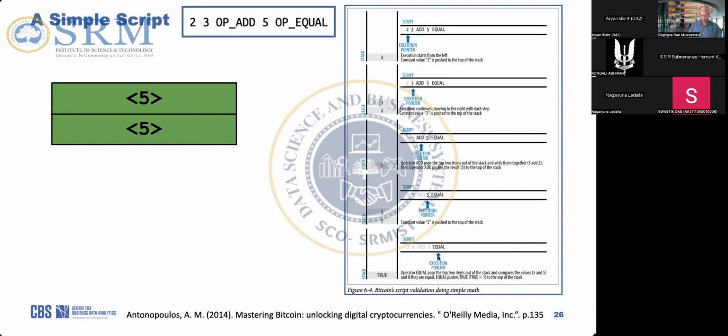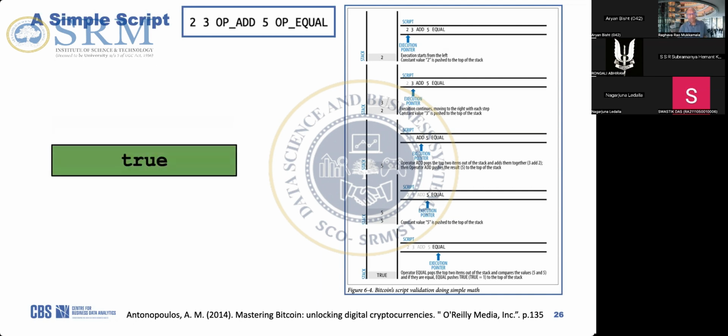We are here now, equal. And then what it will do is it will copy the equal operation on the top. And then the result of the equal operation is that it will check the preceding 2 values. So the preceding 2 values are 5 and 5, since they are equal, it will simply return true.